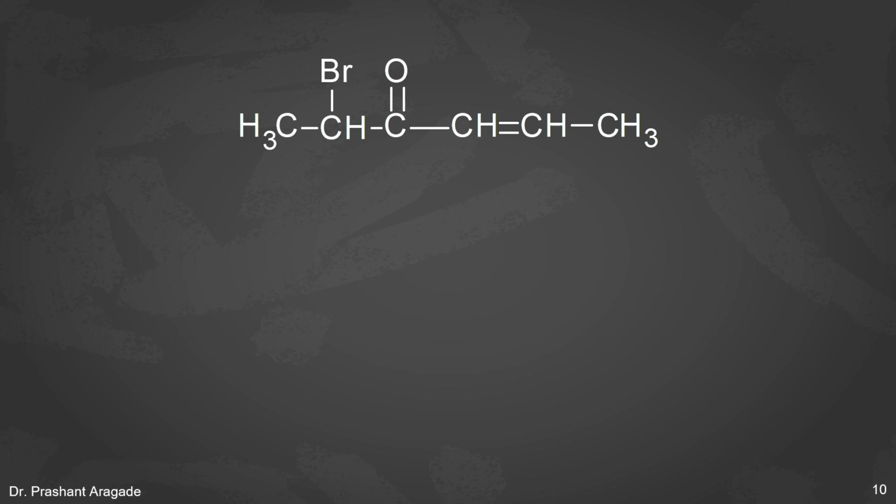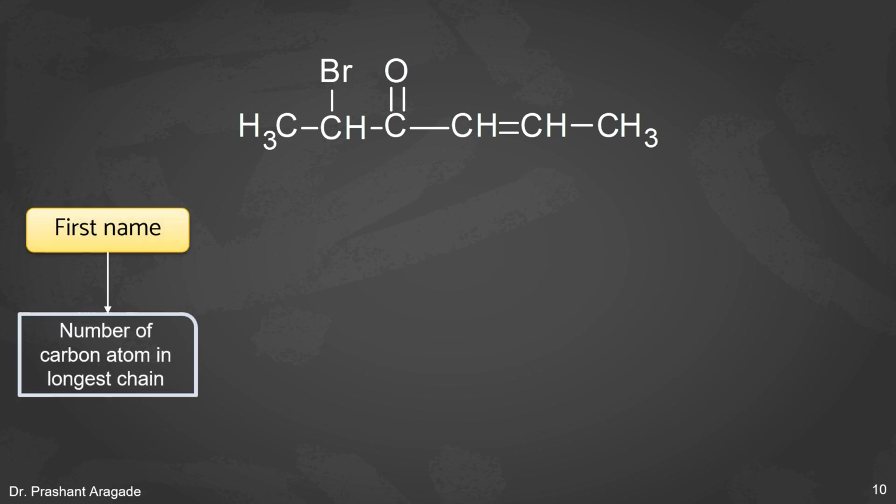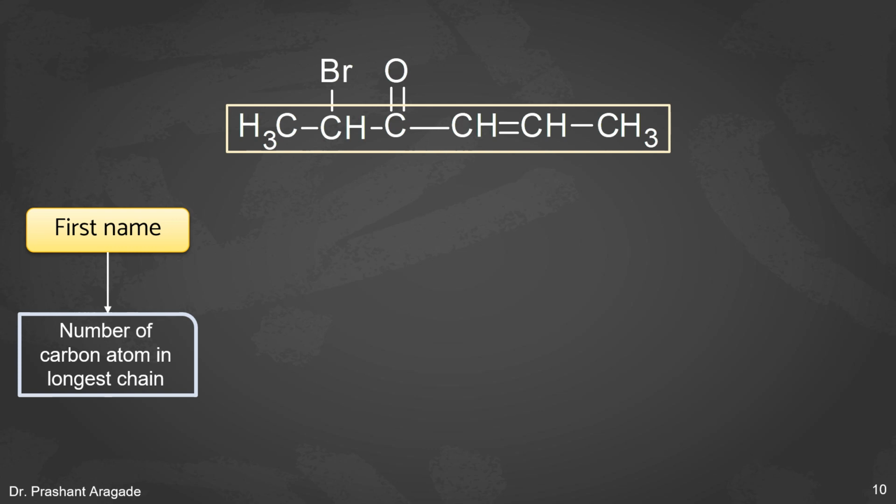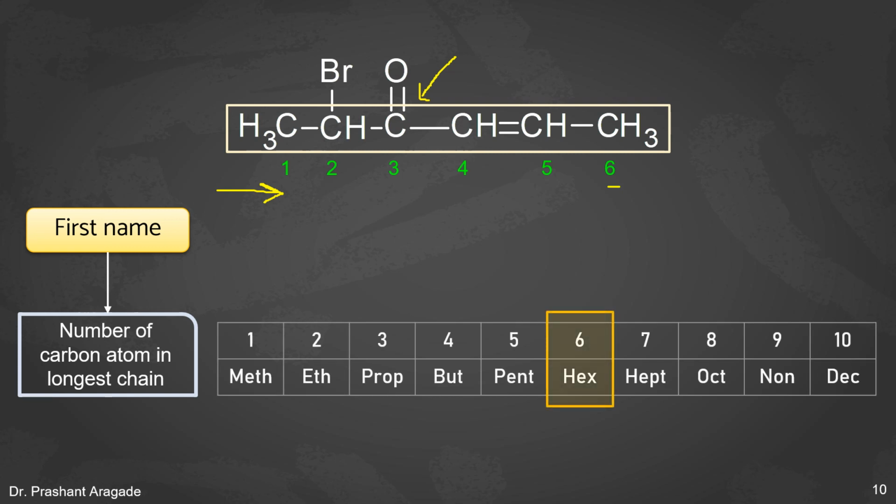So let's discuss how to write the IUPAC name by following these smart tricks. So first thing, you have to write the first name, and first name will be derived from number of carbon atoms in longest chain. So just select the longest continuous carbon chain like this. And here the ketone functional group is present. So you have to number in such a way that the ketonic carbon possesses the lowest possible number. So you have to start the numbering from this direction. So it will give the lowest possible number like this. So here there are 6 carbon atoms. So first name is hex.